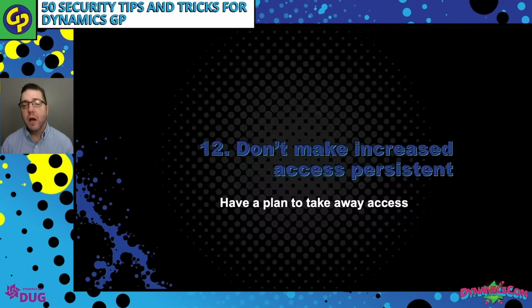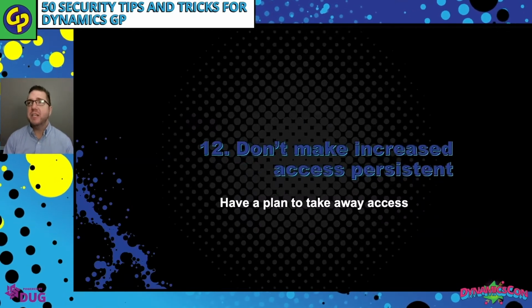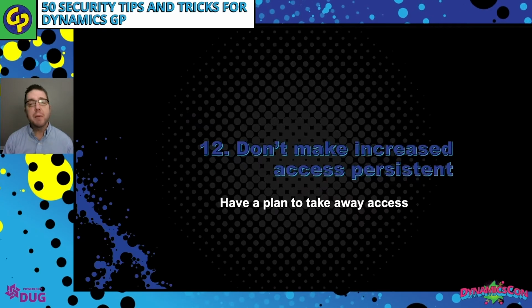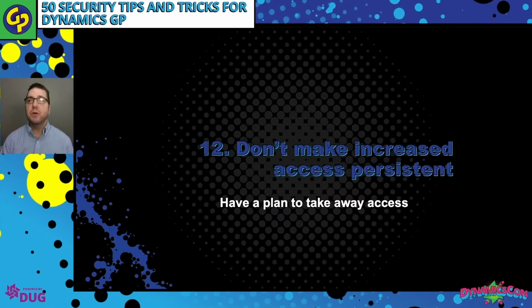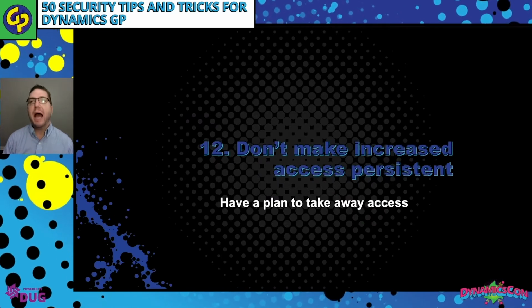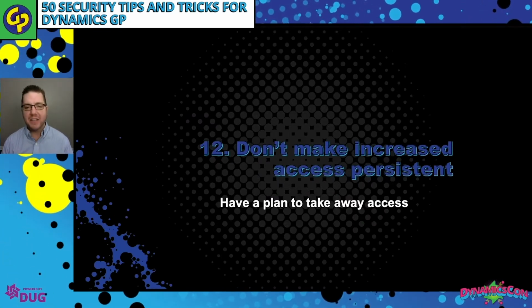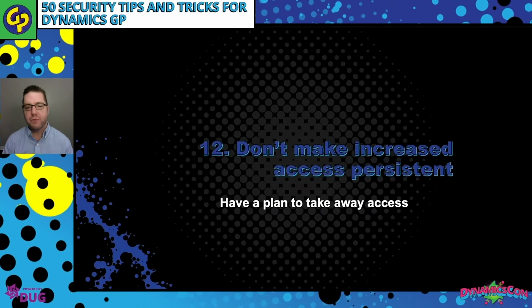Number 12, don't make increased access persistent. So sometimes people are away on vacation or maybe someone needs to fix something, so you give them additional access. Have a plan to take away that access. This is a big challenge for folks.